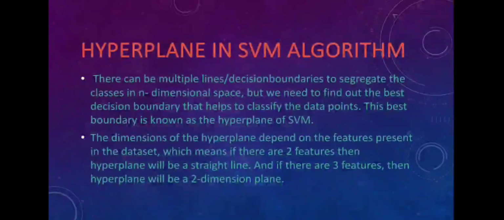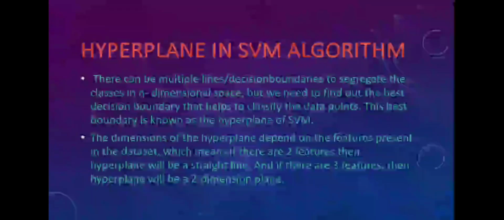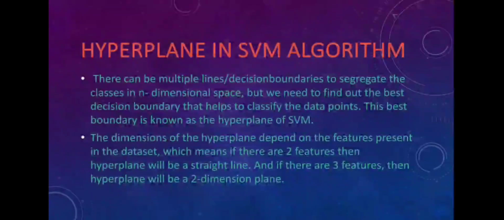Hyperplane in SVM algorithm. There can be multiple lines or decision boundaries to segregate the classes in n-dimensional space, but we need to find out the best decision boundary that helps to classify the data points. This best boundary is known as the hyperplane of SVM. The dimension of the hyperplane depends on the features present in the data set, which means if there are two features, then the hyperplane will be a straight line, and if there are three features, then the hyperplane will be a two-dimensional plane.